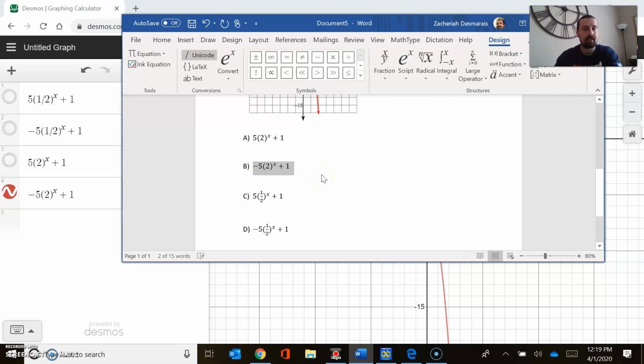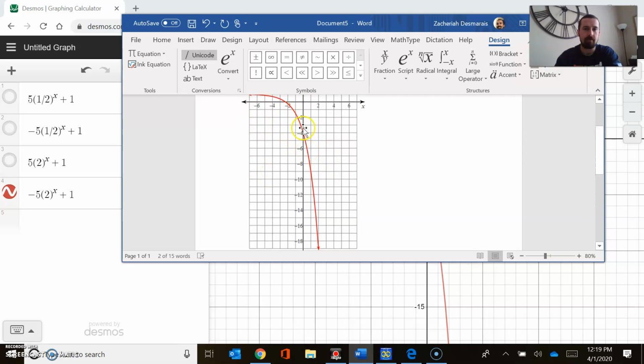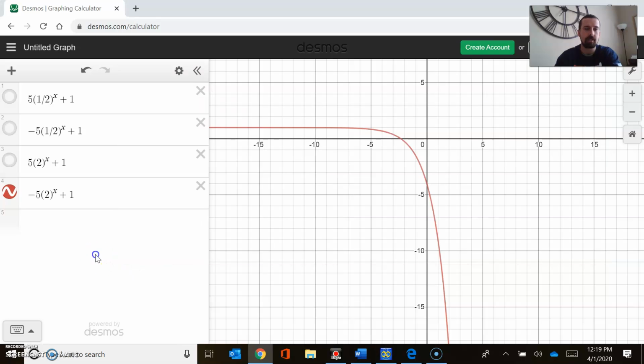So again, all I did was type in all the answers in Desmos, and I figured out which one was the same as this graph right here. The graphs should line up. They should be identical. You should do that for numbers 16 and 17 on the quiz. Hopefully that helped, and I hope you do really well on the quiz.